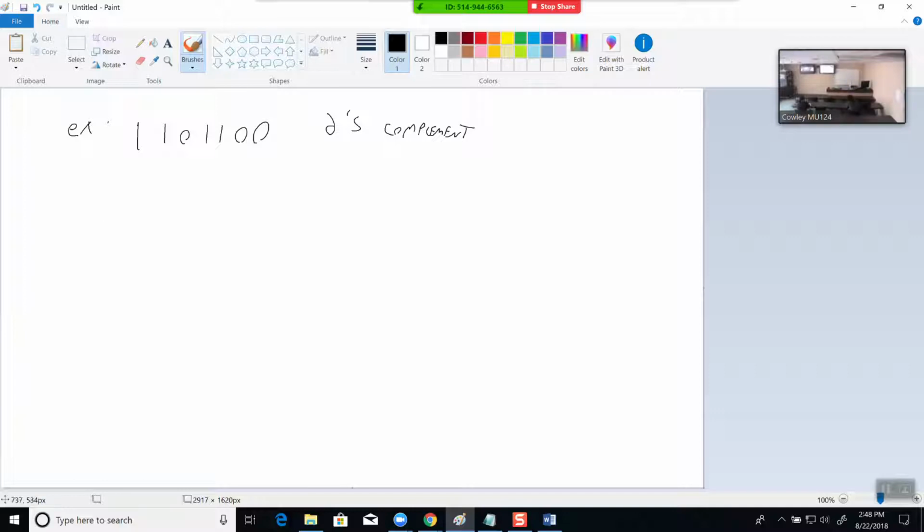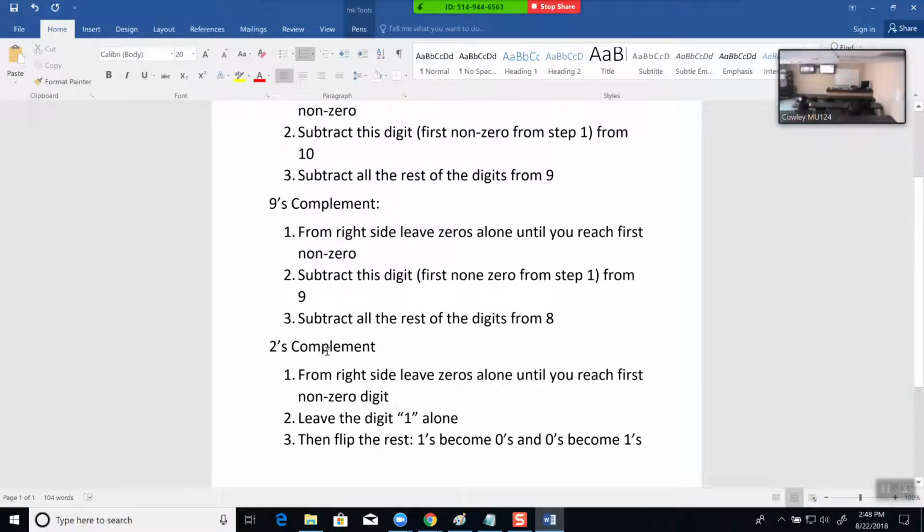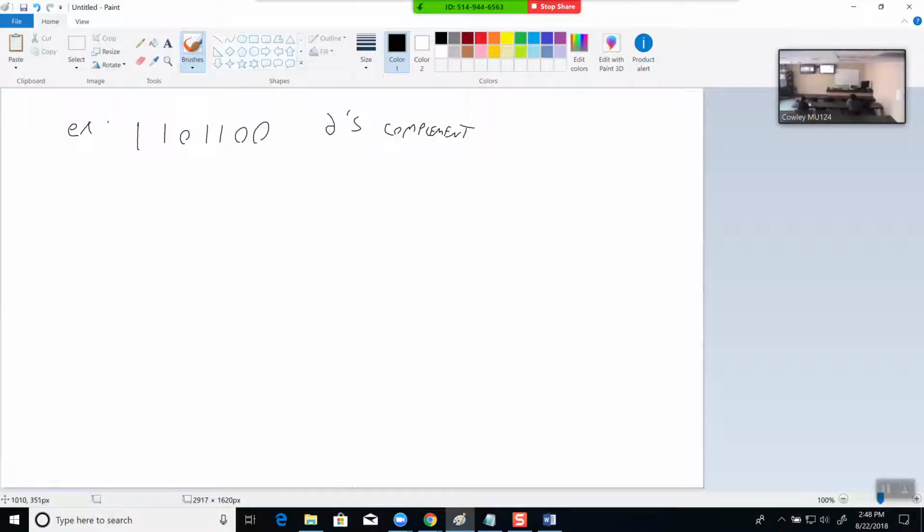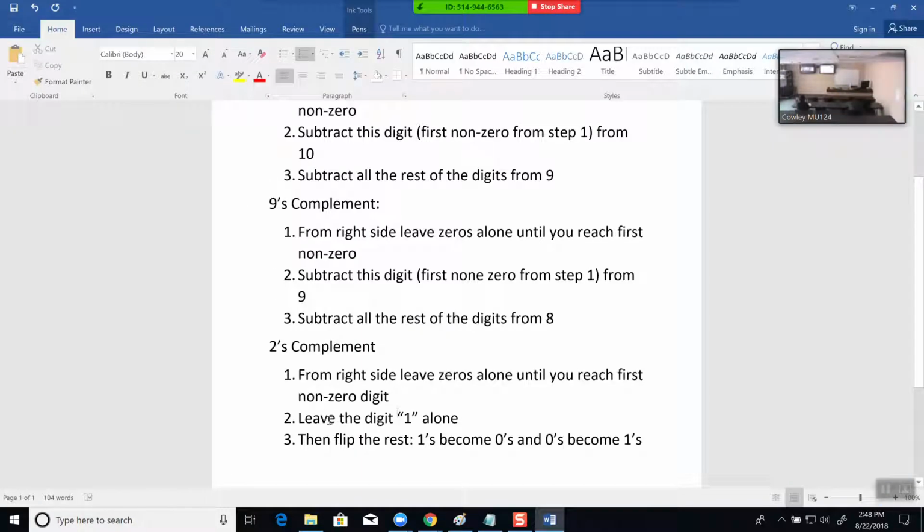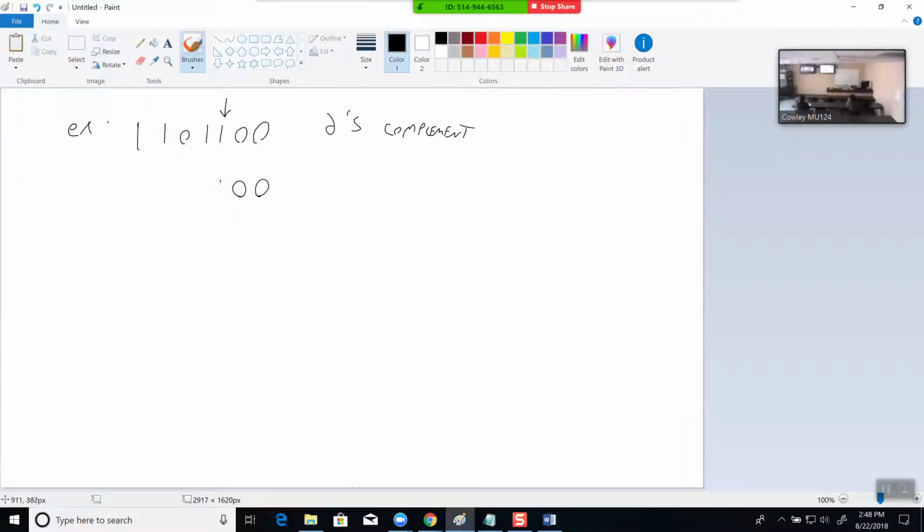Okay, so we're going to look at this 2 different ways. Our first step says from the right side, leave 0s alone until you reach your first non-zero digit. So this 0 remains as is. So our first non-zero digit is this 1 right here, right? Now that's what this is saying. Leave the digit 1 alone. So this 1 you see right here just carries straight down.